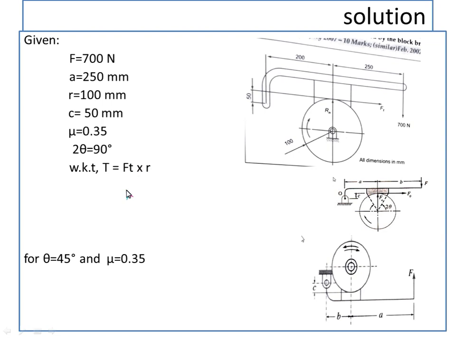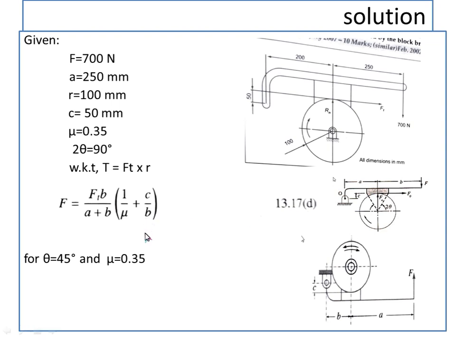As we know from the previous problem, torque is the tangential force acting on the drum multiplied by the radius of the drum. To calculate Ft, we use the equation based on the case. Here the fulcrum is in between the tangential force and the axis of the drum, so equation 13.170 from the data handbook can be utilized.